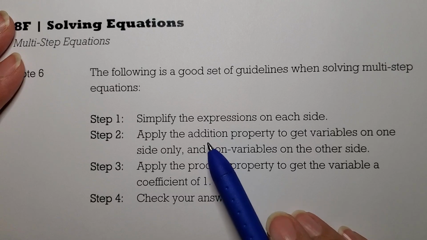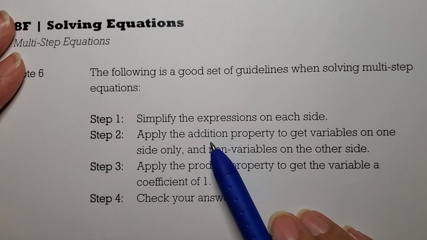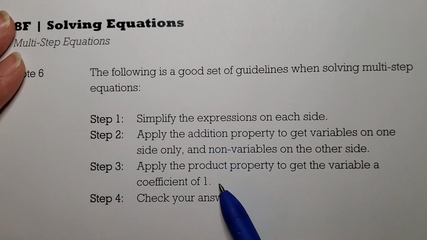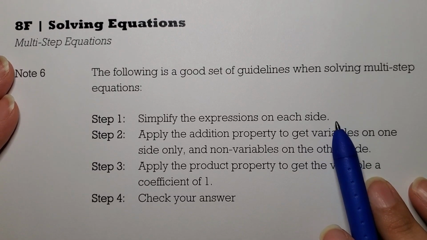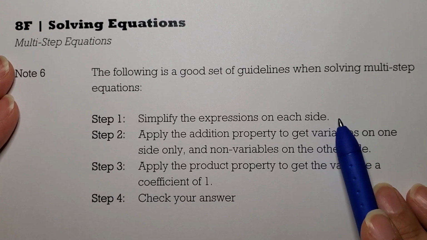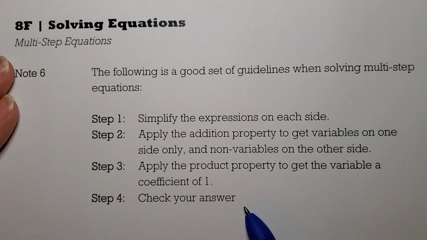Here, you'll notice we want to apply the addition property. So you want to add or subtract first, and then use the product property to multiply or divide both sides by something. You want to be careful about the order in which you're doing your properties to solve the equations. One good strategy is to make sure each side of your equation is in simplest form first, and then at the end, you want to check your answer.